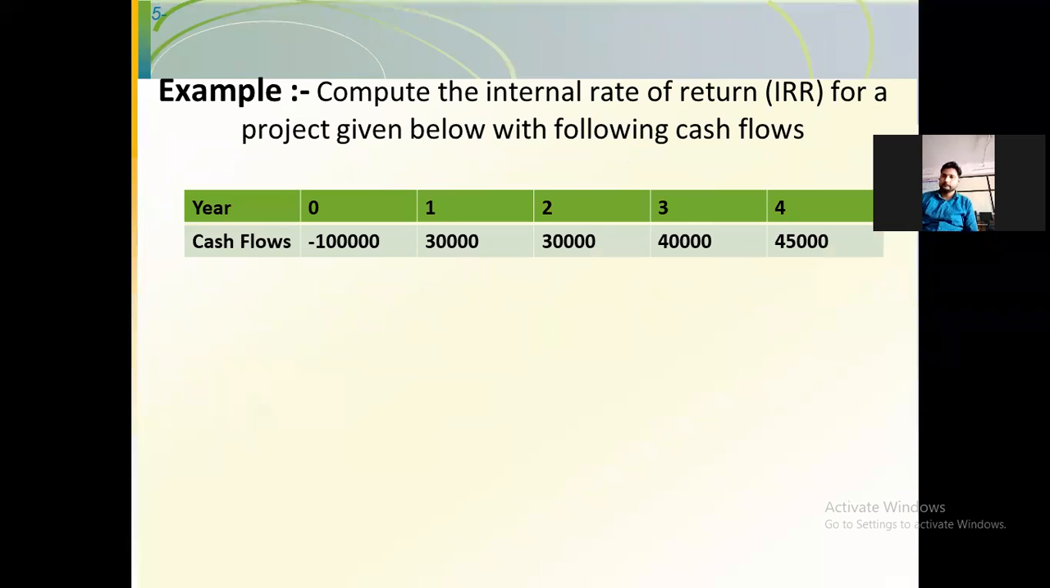Okay, take the example. For understanding purposes, an example is important, so write down one example. Compute the internal rate of return (IRR) for a project given below with following cash flows.